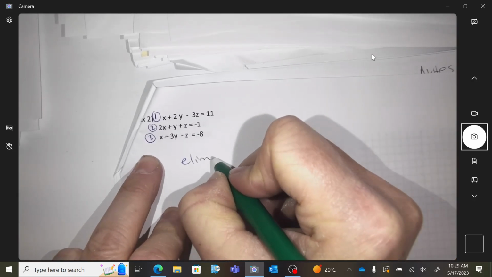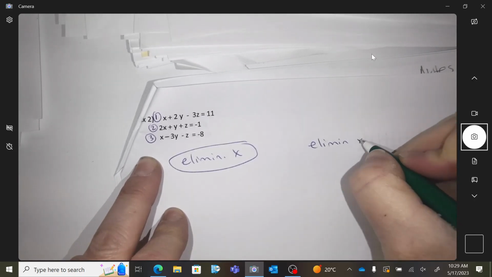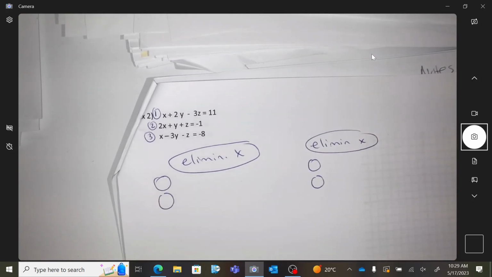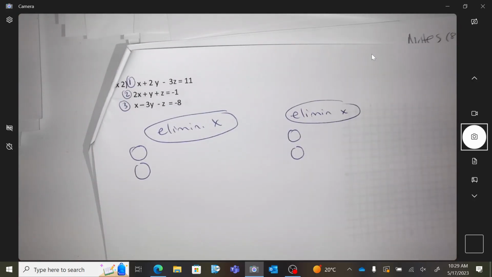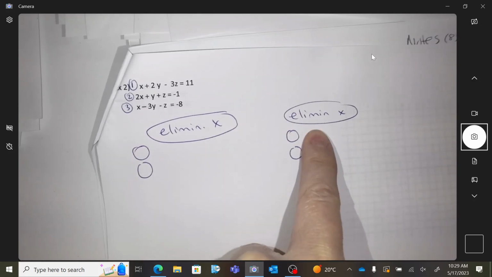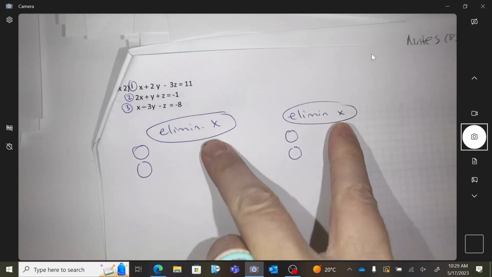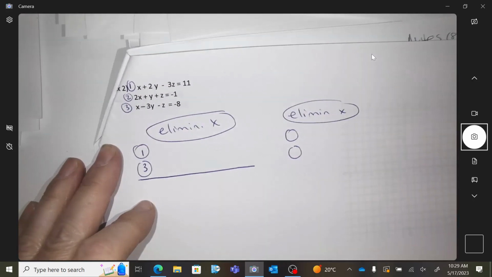Okay, so I'm going to eliminate X, and I'm going to eliminate X. And there's my setup. I have to pick 2 equations to get rid of X with, 2 equations to get rid of X with. So that's how you always would start. You don't necessarily pick X, you pick whatever one you want, but you have to pick the same one on these steps. Okay, I'm going to go with equations 1 and 3.